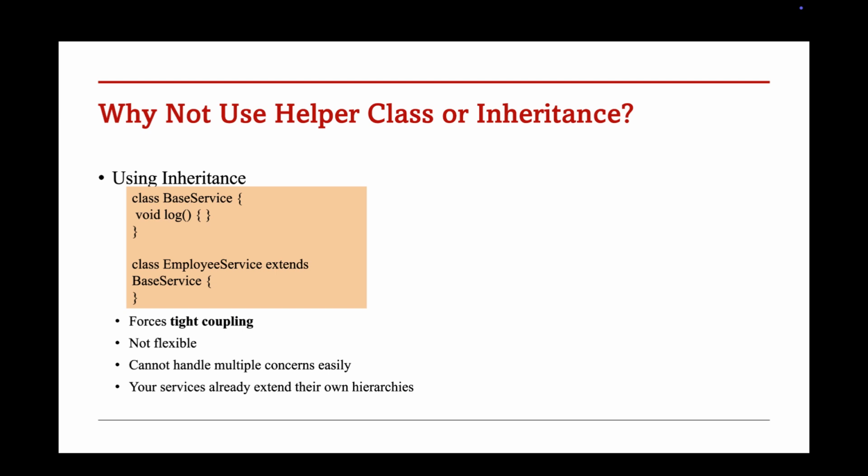AOP solves both problems. No manual calls. No tight coupling. You define the logic once in an aspect, and Spring applies it automatically to every matching method. You never touch the business methods at all. That is why AOP exists. That is why it matters.